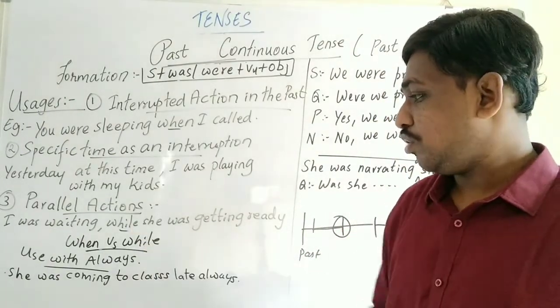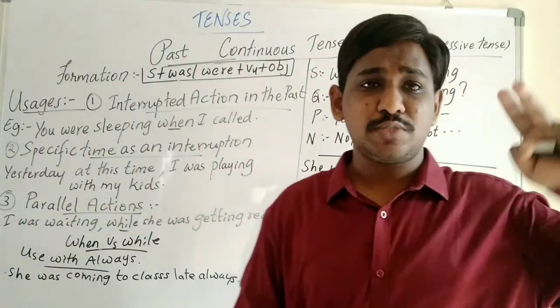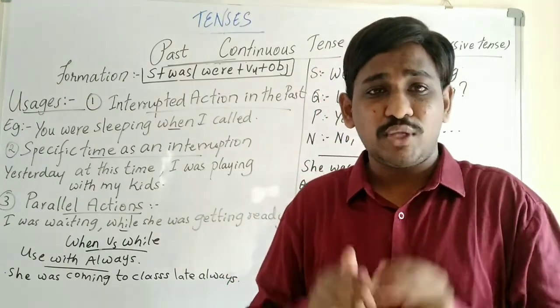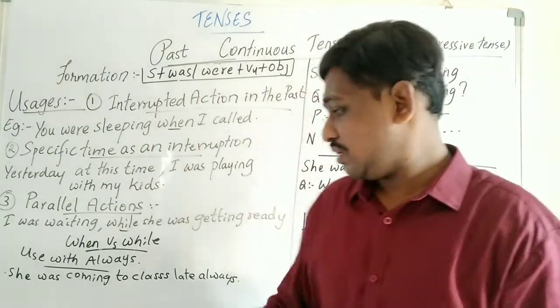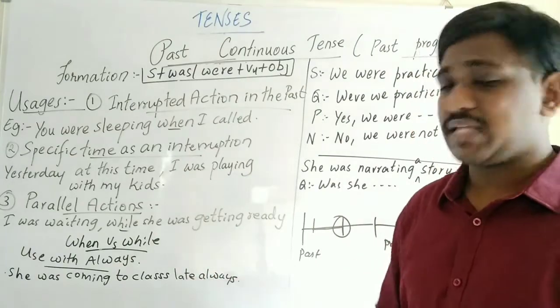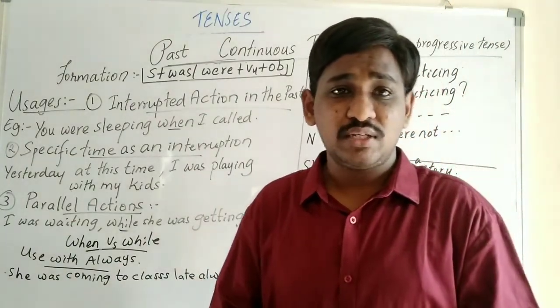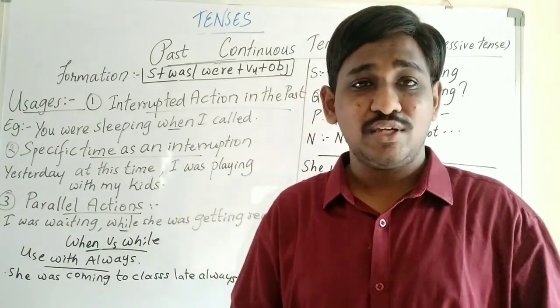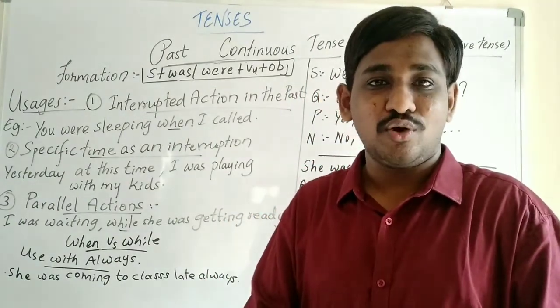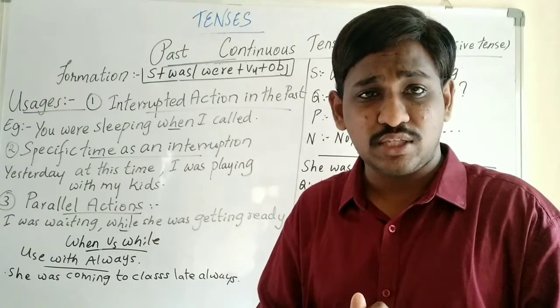Alright. So when you express repeated past actions, with always you can use past continuous. She was always coming late to the class. She was always telling lies when she was a child. So those are the usages.